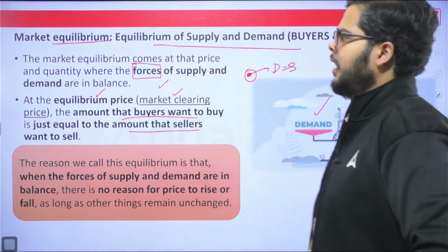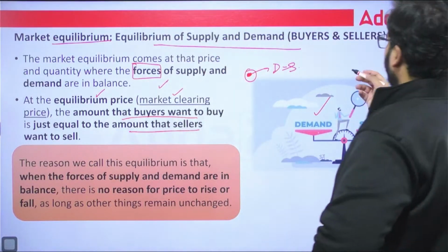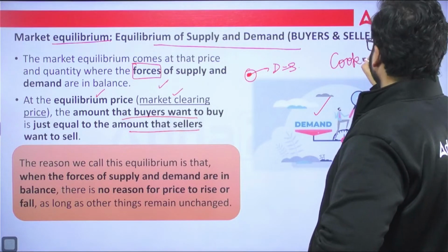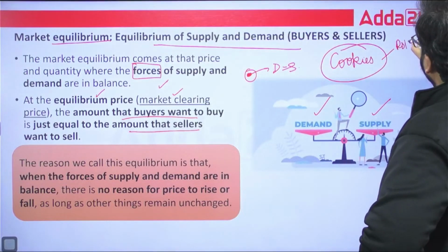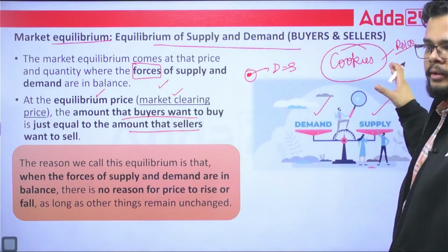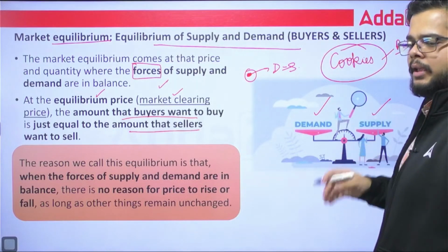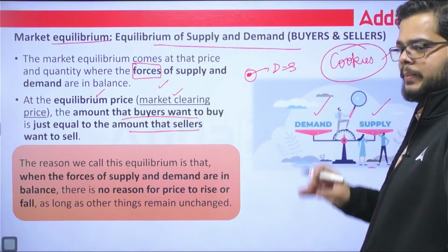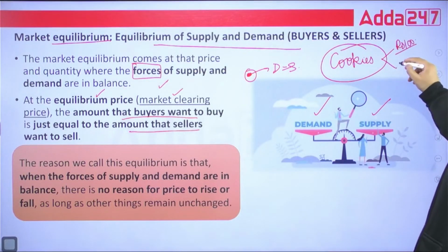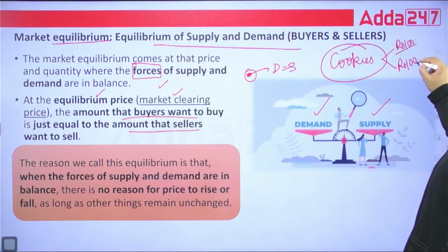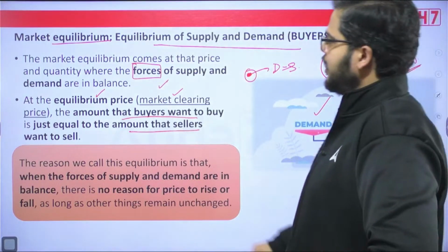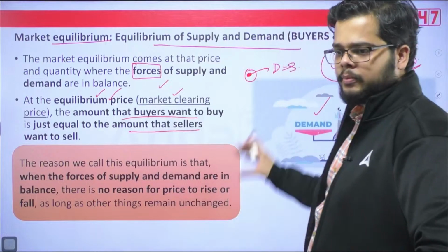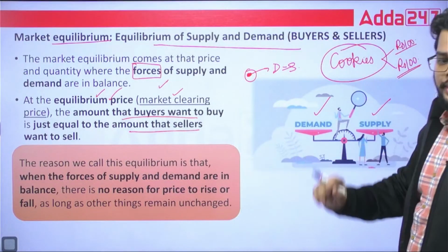Supposing you want to have a particular biscuit or cookies, let's use a fancy term, cookies, for rupees 100. That is your demand in your mind: rupees 100 is the best price which I will pay, the last price. And Britannia comes with the same kind of cookie at rupees 100. In this situation, what has been established? The equilibrium price. A very small example, but the concept is this only.